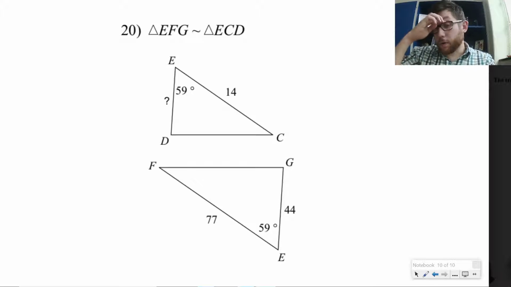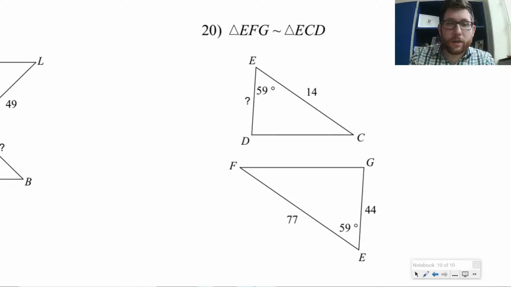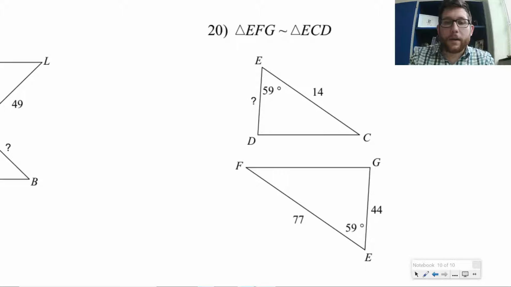Alright guys, in this video we're going to take a look at solving for sides in similar triangles. So we've got this problem here, number 20, and we want to solve for this missing side, right? So this is my x, that's what I'm looking for. I've got 14, I've got 44, I've got 77.